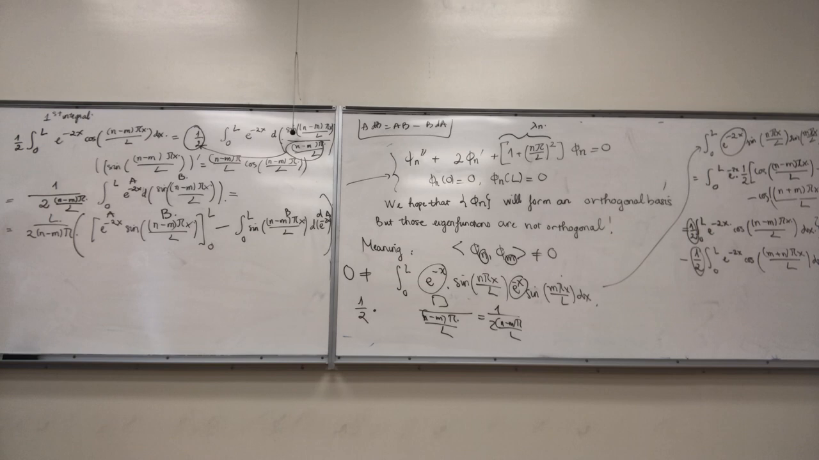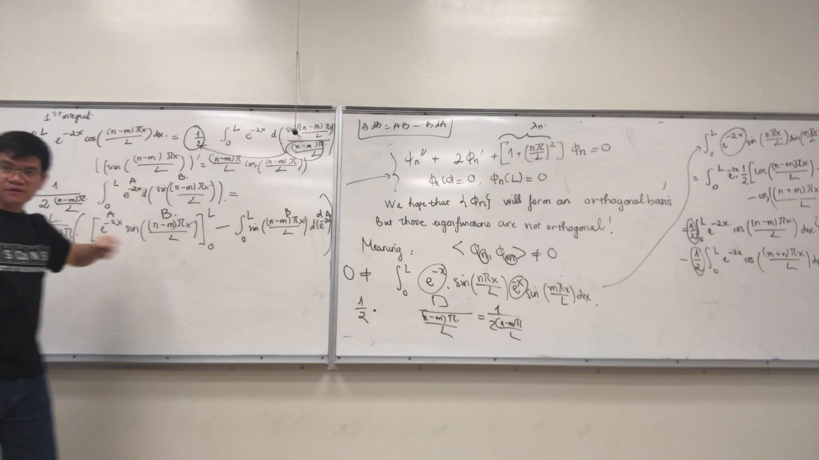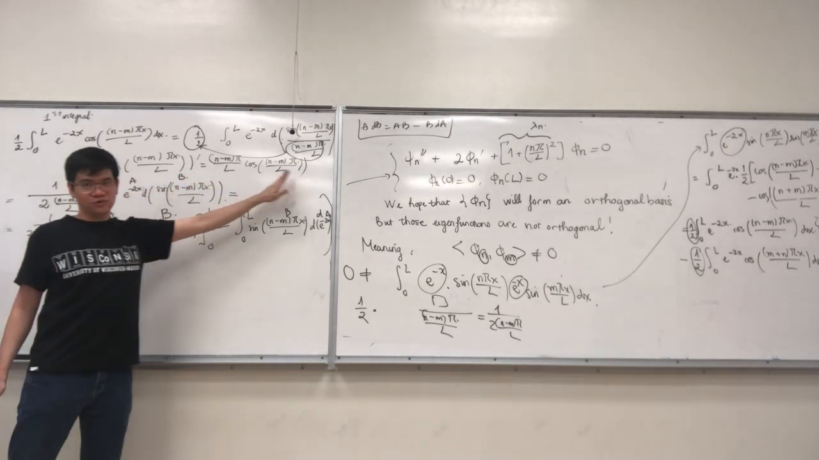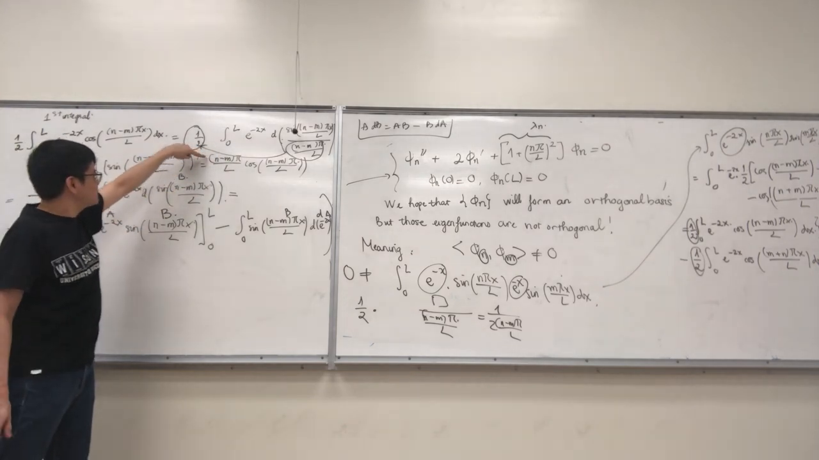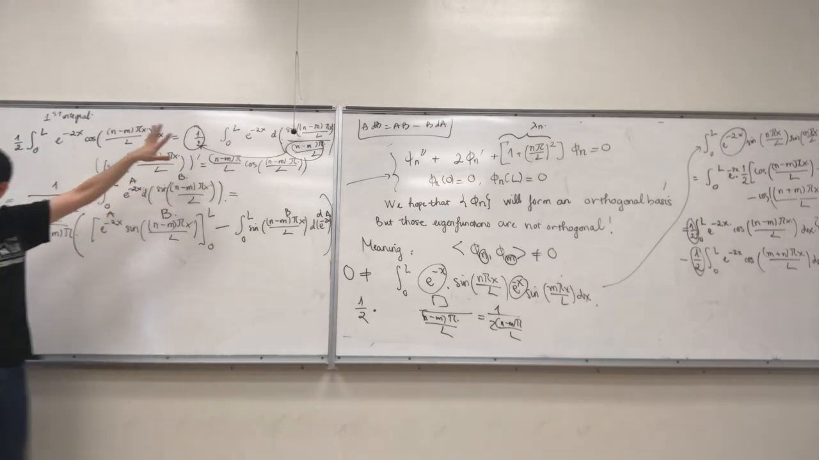This is complicated, I know, because of the n and the m, right? So I explain again. So here you have 1/2 exponential minus 2x cosine of this guy, dx, all right? First step, you observe that sine prime will be cosine. Of course, there is this annoying term, which is (n minus m) pi over L, right? So this constant is annoying.